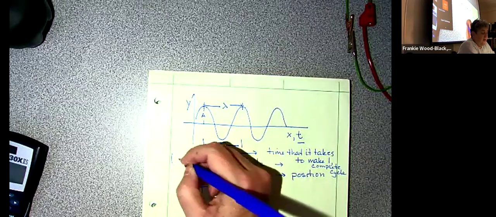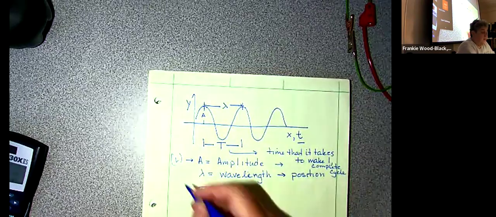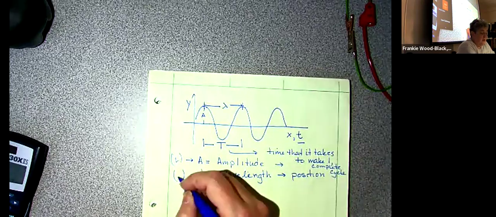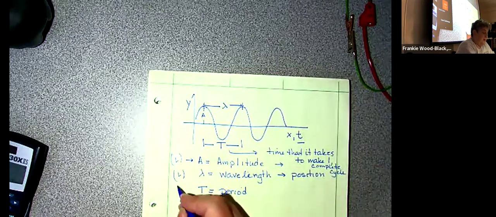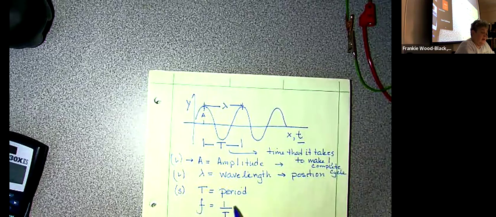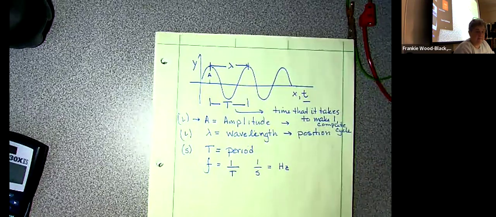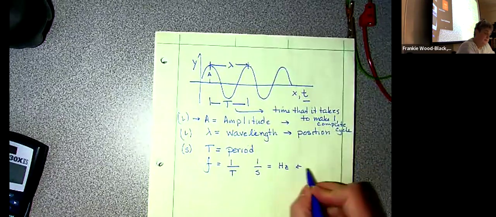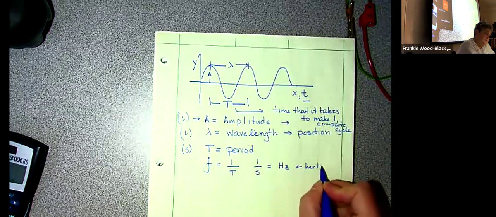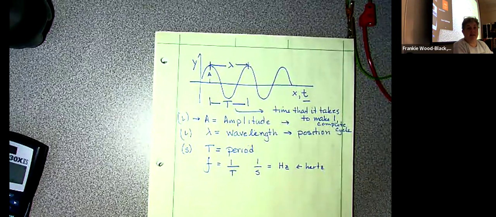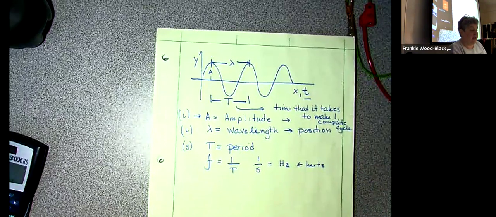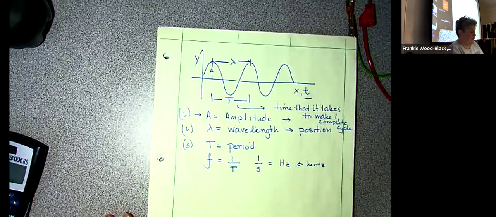So my amplitude is going to be some sort of length measurement. My wavelength is going to be some sort of length measurement. My period is in seconds, and my frequency is in 1 over seconds, and that gives us a lovely unit of hertz. And we've seen these before. Many of you have taken general chemistry, and we've seen that before.